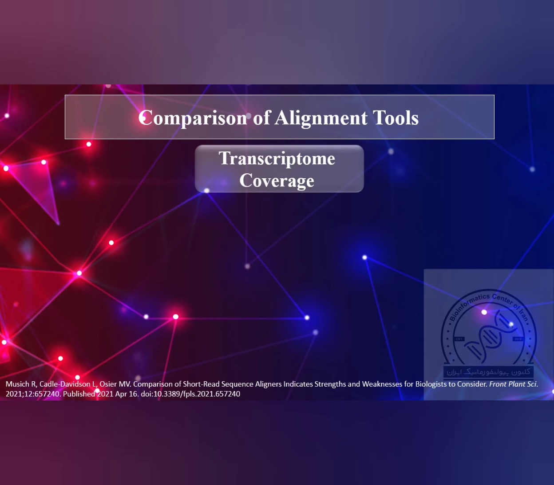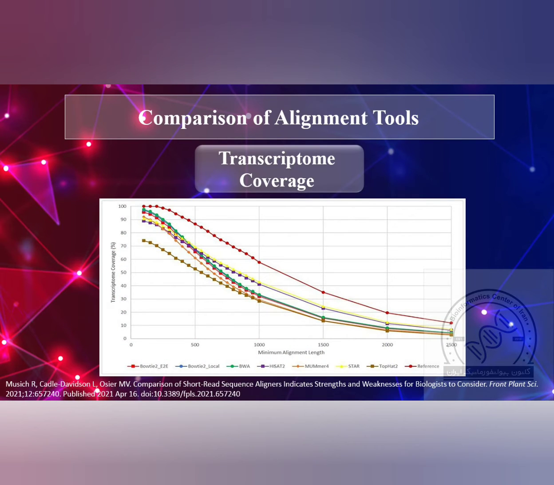The third metric is transcriptome coverage. Also in this diagram, you can see in the y-axis the transcriptome coverage as a percentage and the minimum alignment length in the x-axis. There's one point in this diagram. Almost all of our alignment tools work better at a minimum alignment length less than 1,000 nucleotides. This is a fact. So for reads longer than that, like 2,000 or 2,500 nucleotides, which one works better?